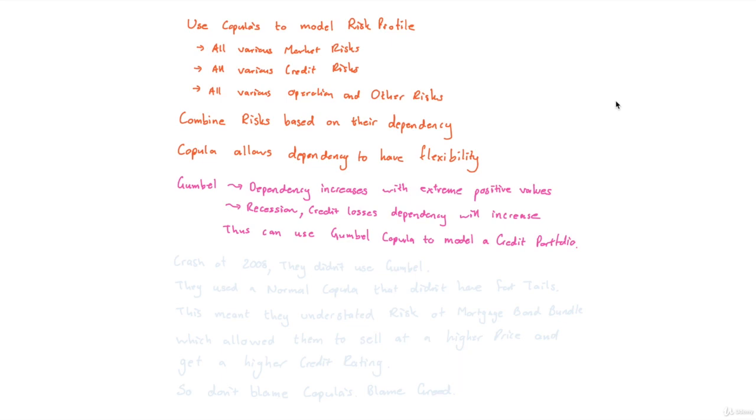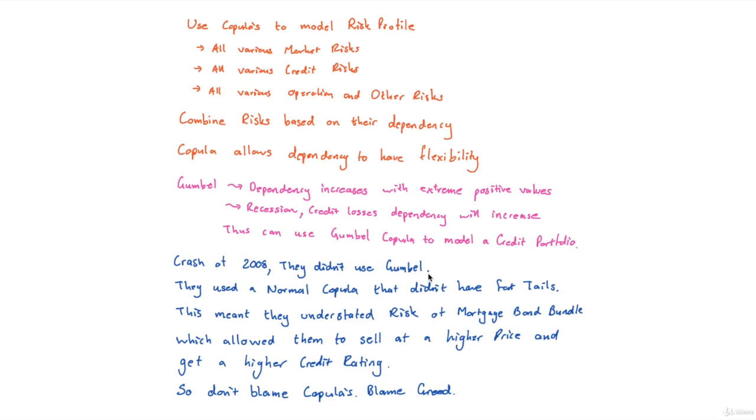Now look, copulas do have a little bit of a bad reputation when it comes to the financial markets, because some people do blame the financial crisis of 2008 on them. And what we see, what was happening in the crash of 2008, is they weren't using the Gumbel copula. In fact, they weren't actually using a copula that incorporated fat tails or had this dependency that increases under market conditions like recessions, like what it was basically designed for. No, instead they used something called the normal copula.